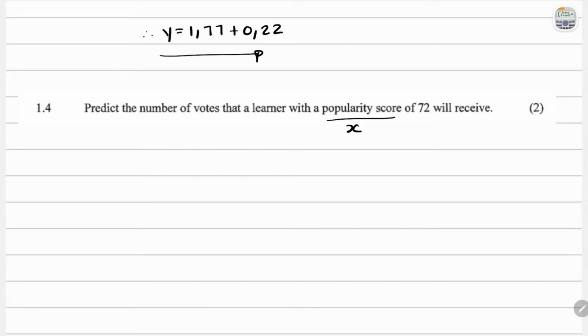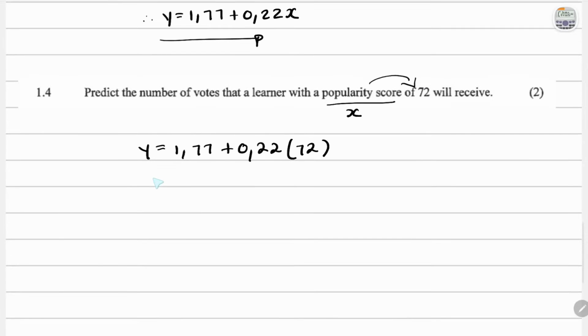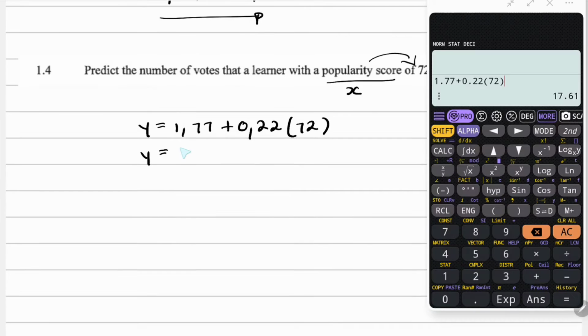Okay, so if our equation is Y is equal to 1.77 plus, sorry about that, I didn't include the X. Should have an X. So it is 1.77 plus 0.22 times X. Because they gave us an X value, the popularity score of 72, we'll just fill that in there. And you can still do normal calculations on your calculator. So let's find that answer.